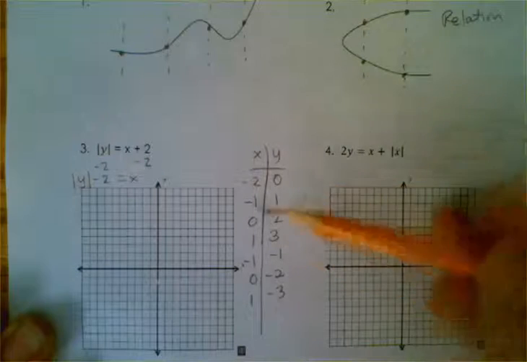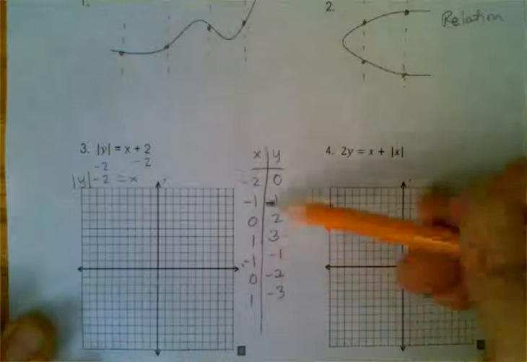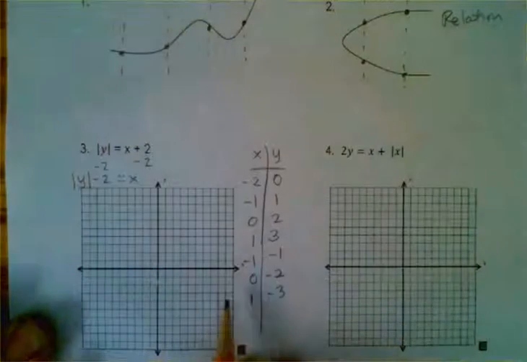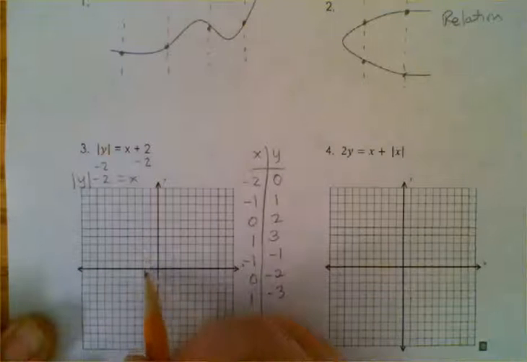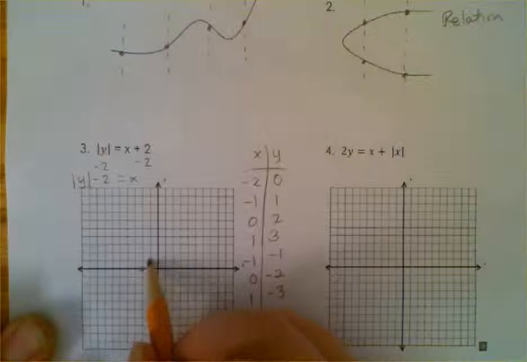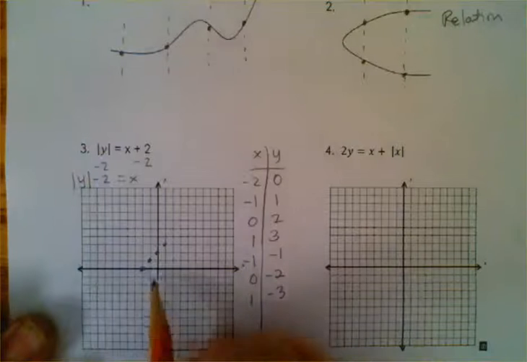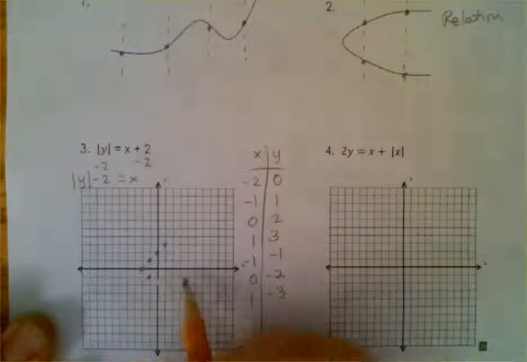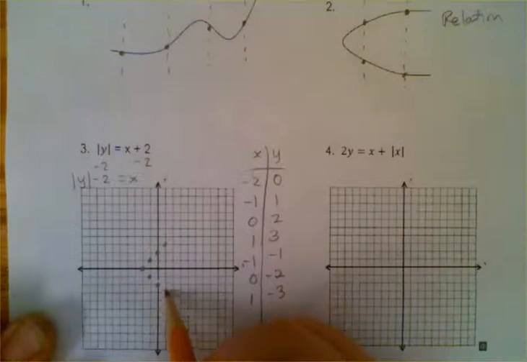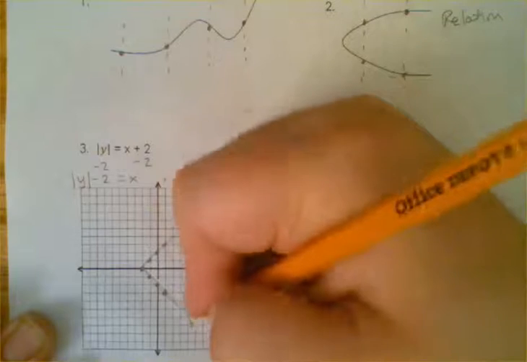So I can see that this is going to come back around on itself because I have some values that are repeating. So let's graph this. Negative 2, 0. Negative 1, up 1. 0, up 2. 1, up 3. Negative 1, down 1. 0, down 2. 1, down negative 3. Oh, I see, it looks like an absolute value on its side.